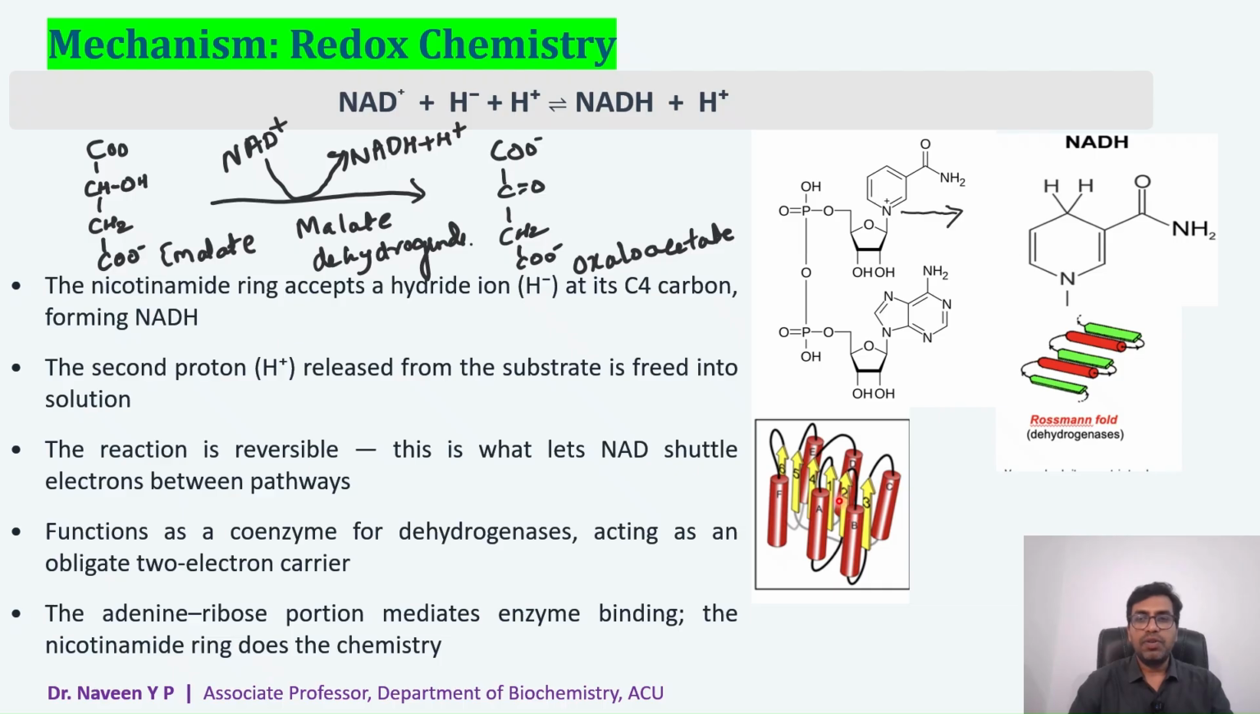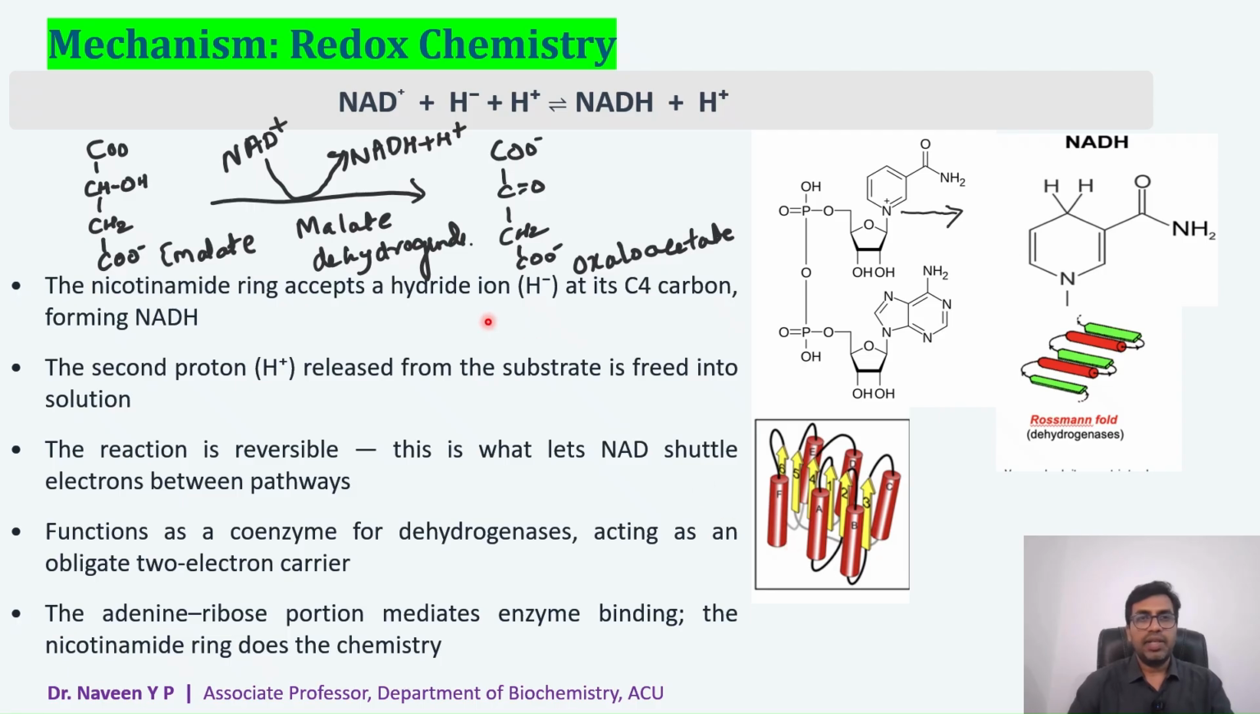To this Rossmann fold, the adenine part properly binds. This Rossmann fold is located very near to the active site of these oxidoreductase enzymes. Now this region is responsible for making the proper orientation of the NAD so that it can properly take out the electrons from the particular parts of the fuel molecules.